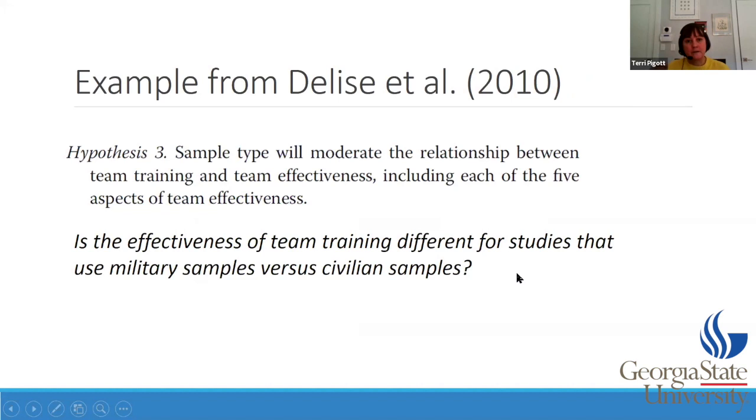Another example that we're going to dig into from our example meta-analyses is from the DeLise study. If you recall, this study is looking at the effectiveness of team training and team effectiveness. And one of the things they hypothesized was that the kind of sample used in the study may moderate how effective team training is. And so one of the things that they hypothesized in the study is that military samples may experience the team training, may have different effectiveness from the team training than civilian samples.